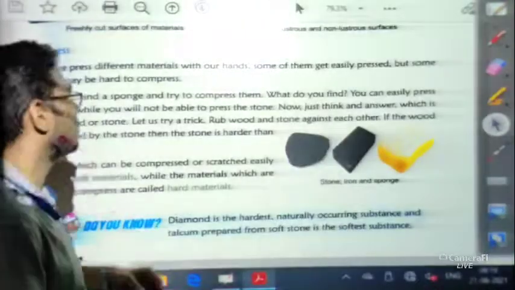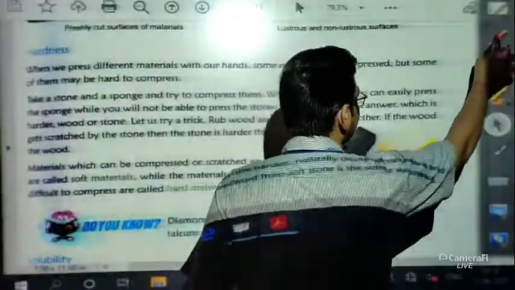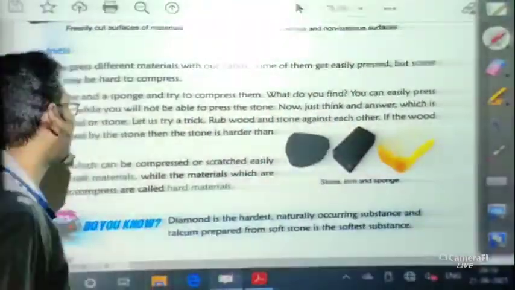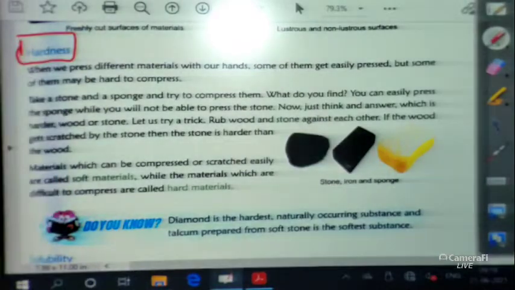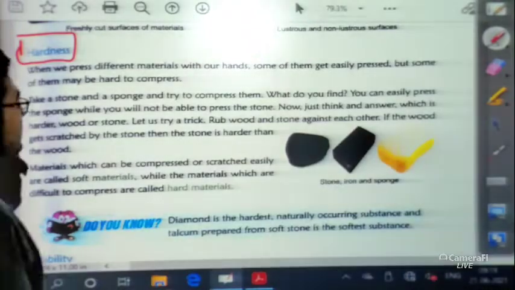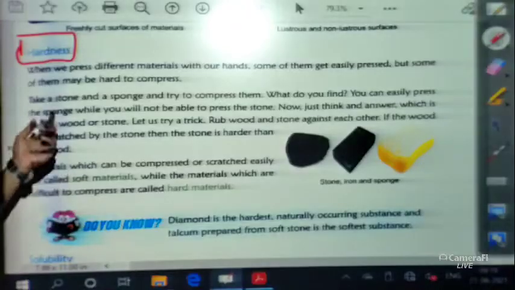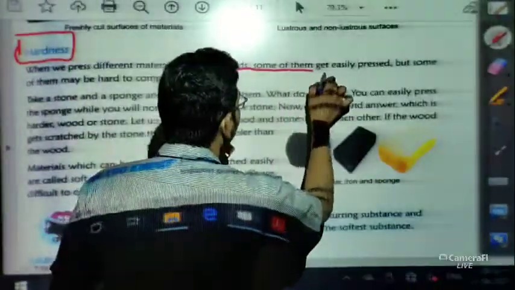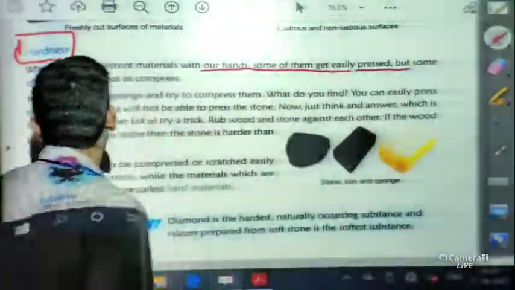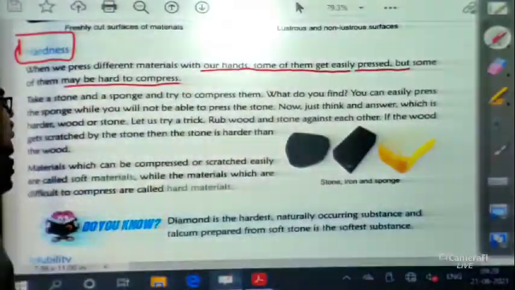So secondly we are going to discuss the property which is hardness. Okay. So let us discuss the hardness property. What is hardness? What do you mean by hardness? What does this property tell us? Okay. Let us discuss one by one. So basically students, when we press different materials with our hands, some of them get easily pressed, but some of them may be hard to compress.